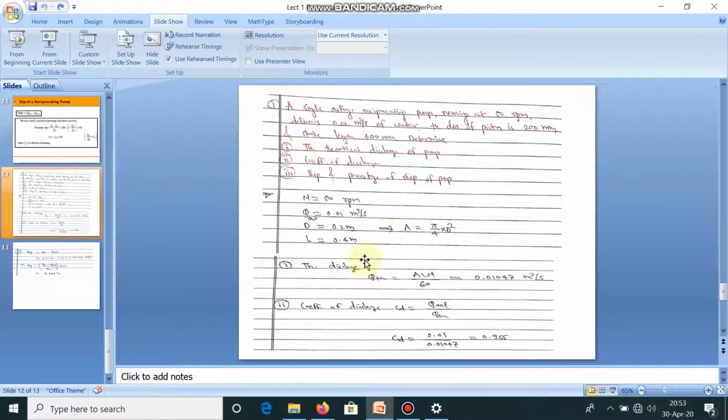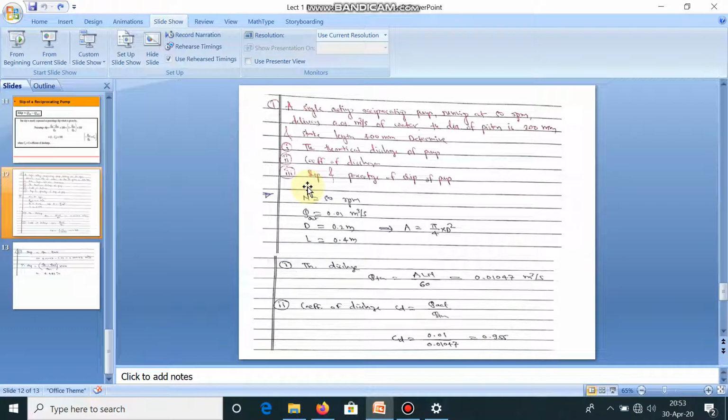The theoretical discharge of the pump can be evaluated by ALN upon 60, wherein A is the cross sectional area of the piston, that is pi by 4 into D square. So by putting all the values into this equation, we will simply get the theoretical discharge. The second problem is to determine the coefficient of discharge, which is equal to the ratio of actual discharge to theoretical discharge. Let's put these values and we will get CD equal to 0.955.